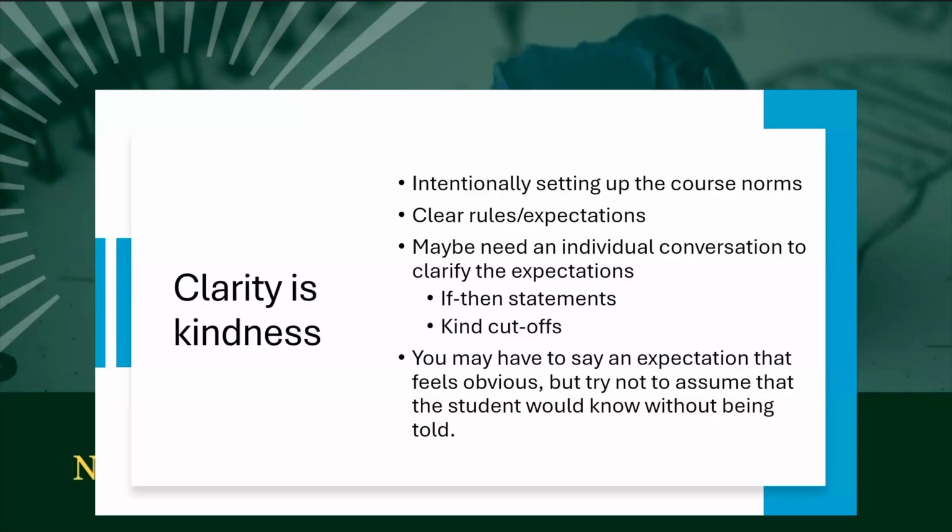So if the student wrote down the questions and only emailed what they genuinely had as questions at the end, it cut down the emails by a ton. The student ended up getting an A in the class. The professor ended up not losing their marbles. So sometimes saying an expectation that seems like it should be obvious helps. It kind of solves the problem for everyone.